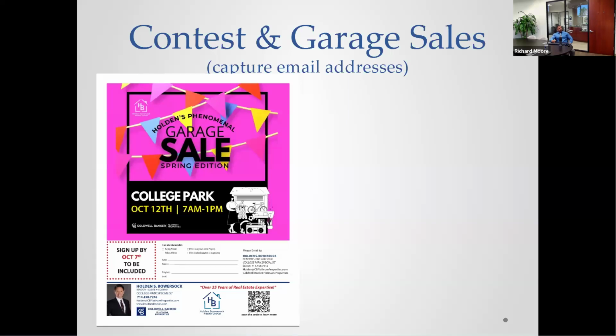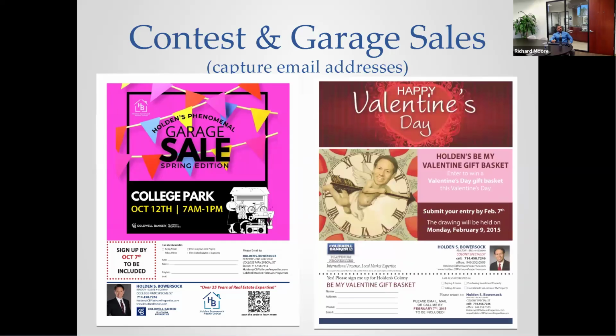Here's another example of a garage sale flyer and a contest that Holden sent out for Valentine's Day back then. He used to have them mail in the entry, but now he just has them email their entry.